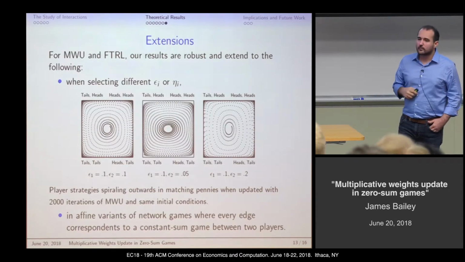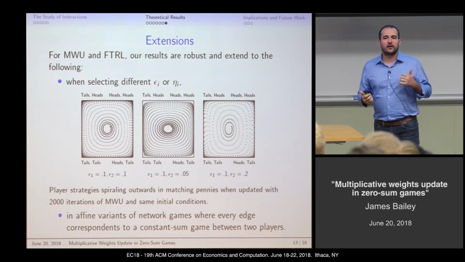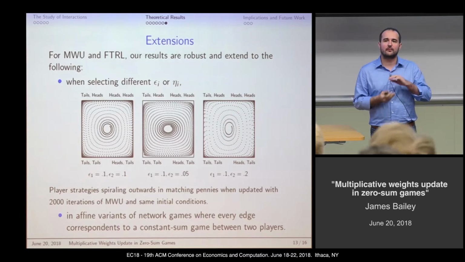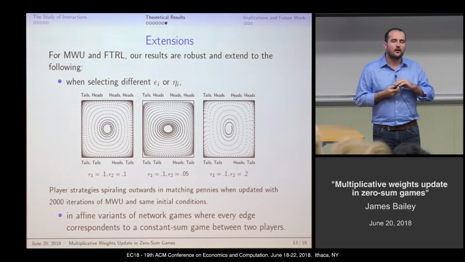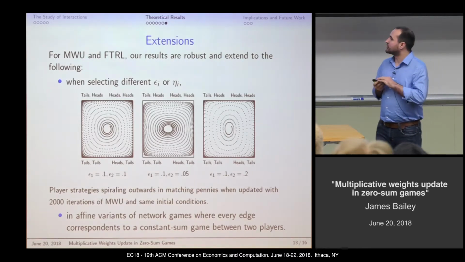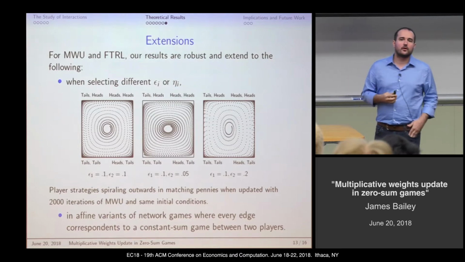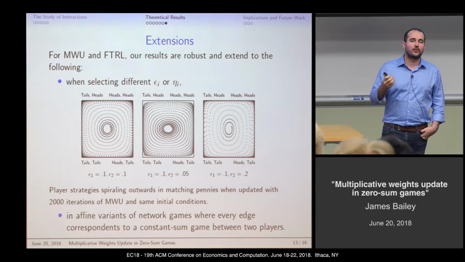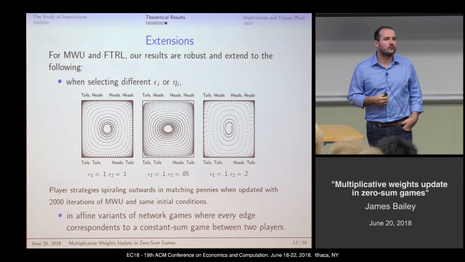Some other extensions. We can actually use different learning rates for different players. It doesn't really have a significant impact. It just stretches or compacts the trajectories we look at. The results are going to even hold in network games, games between lots of players where players are nodes and the edges between the nodes represent other zero or constant sum games between those players.